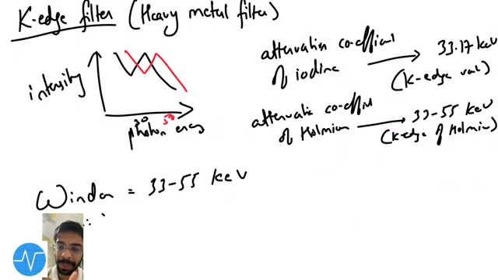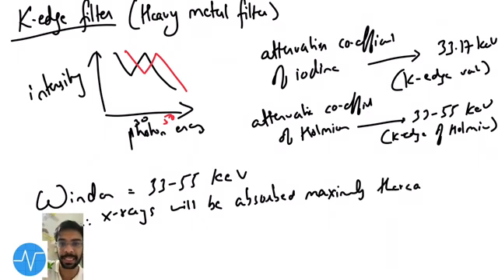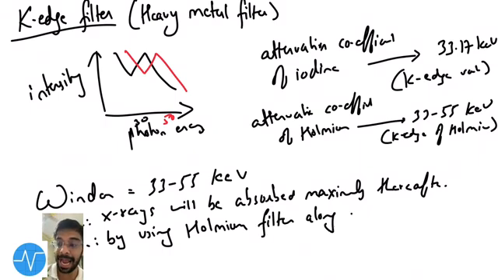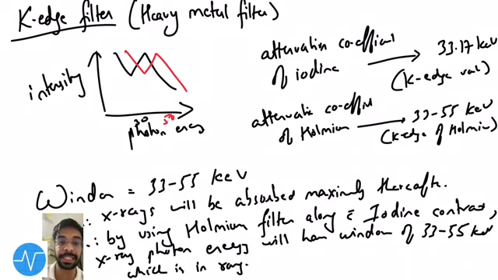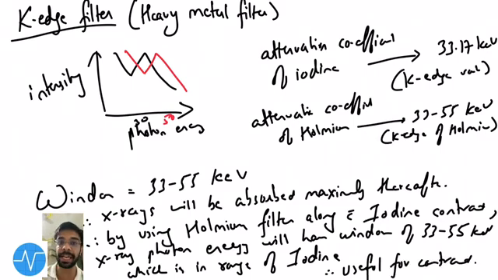Therefore, there is a window period between 33 to 55 because the attenuation coefficient of holmium is there, means it will attenuate more. Therefore, X-rays will be absorbed maximally in that window period, and the K-edge of iodine is at only 33.7. Therefore, if we use a holmium filter along with iodine contrast, the X-ray photon energy will have that window period of 33 to 55, which is the range for iodine attenuation, and iodine is used as a contrast. It will absorb in that range and therefore give the maximum benefit of the contrast which we require.